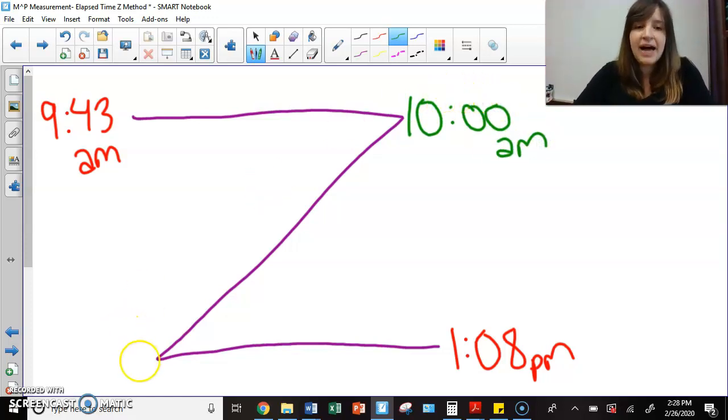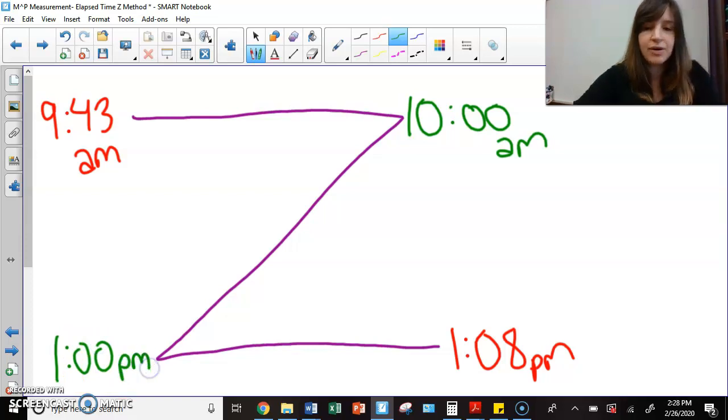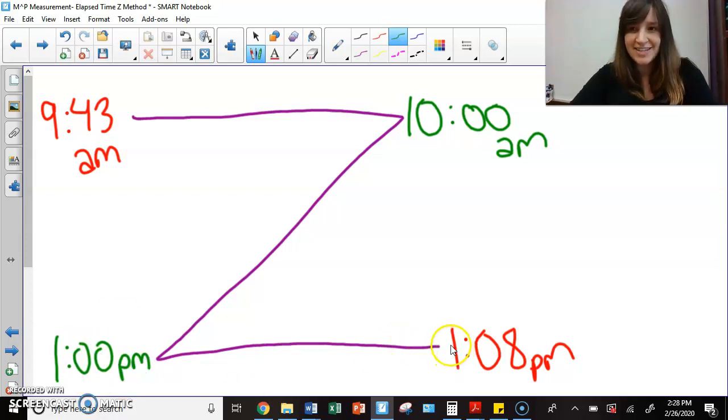Then at the bottom here, we're going to go to the whole hour that is before this time. So we're not going backwards to 12 o'clock. We're just taking 1:08 and backtracking it to 1 o'clock. So pretty much whatever the hour is over here, that's going to be the hour over here. We're just changing it to 2 zeros in the minutes because we're making it an even o'clock.